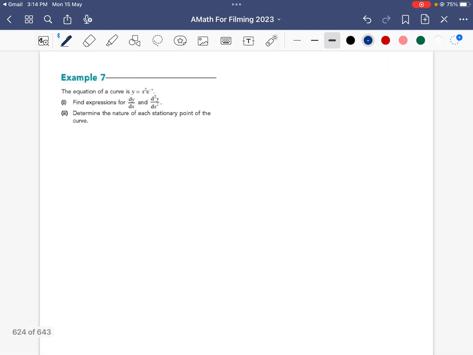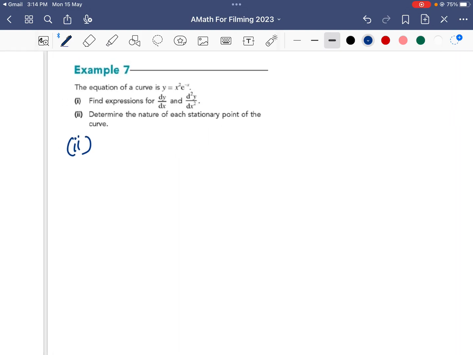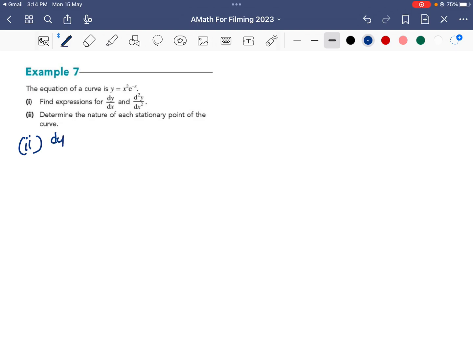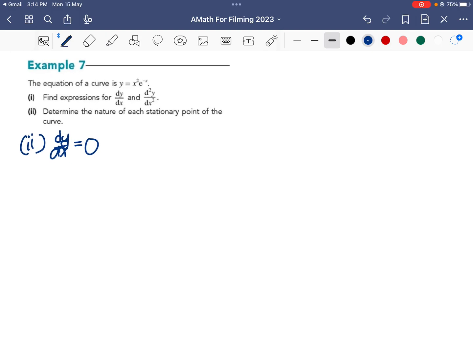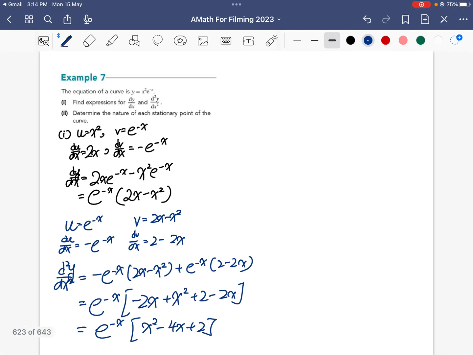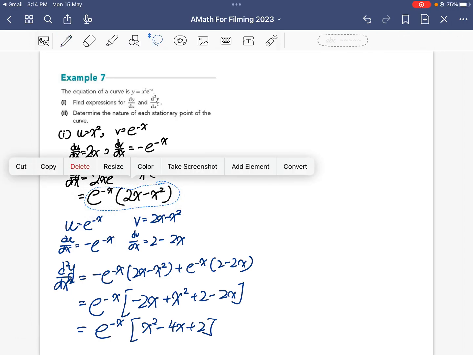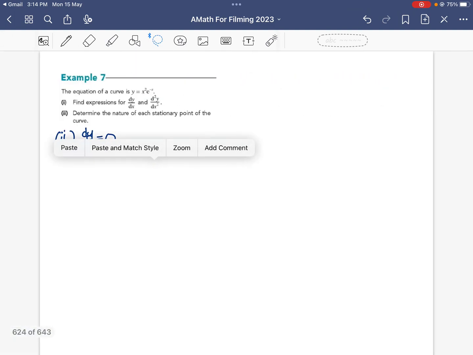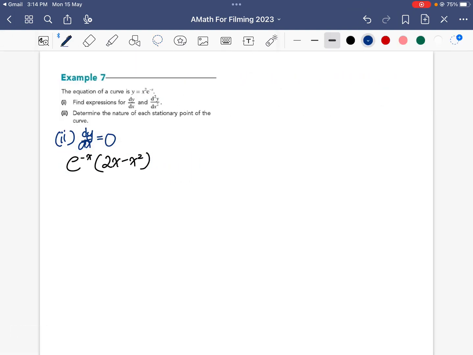Now if I go on to part 2, I would like to determine the nature of each stationary point of the curve. For a stationary point, dy/dx equals 0. From my previous slide, I have this for my dy/dx. Let me just space it out. This equals 0 itself. There are a few things that we can do here.